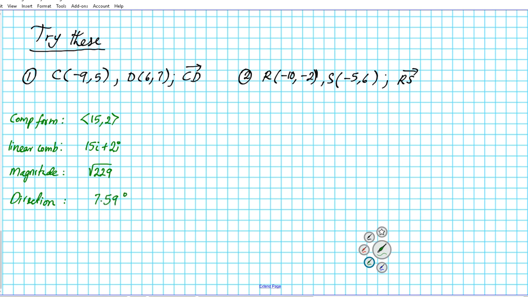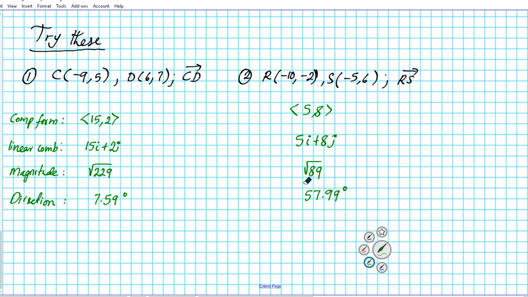All right, and then for number 2, the component form is 5, 8. The linear combination form is 5i plus 8j. The magnitude of the vector is root 89. And the direction is 57.99 degrees. So hopefully you are able to get all the answers correct.